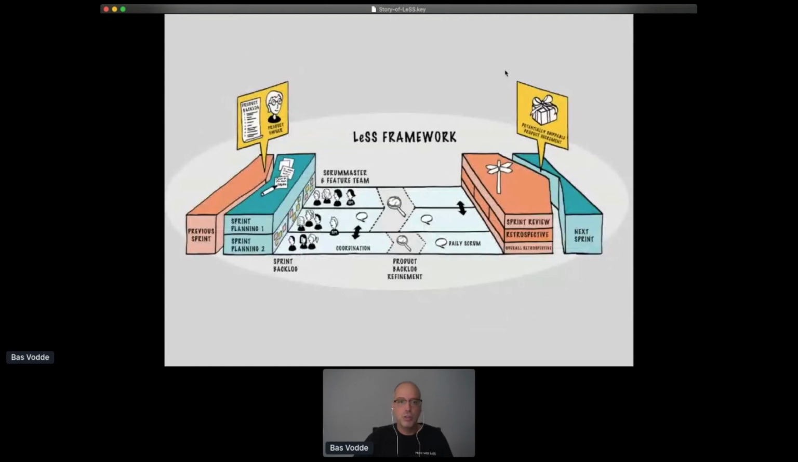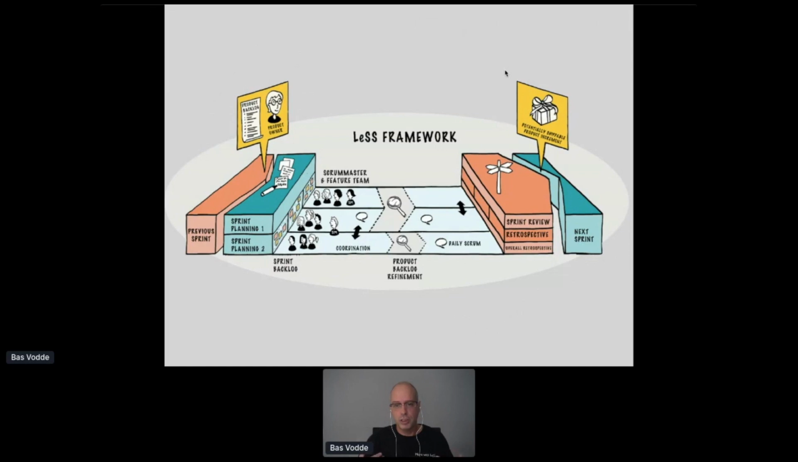Agenda point 2, LeSS. LeSS consists of different perspectives too, and just like Scrum, the most common one that you'll probably see is this picture, which is, I guess, the LeSS flow or the LeSS framework. And just like Scrum, it's an important view, an important perspective, but it's not the most important perspective. But I'll run through this very, very briefly because it's easy to understand.